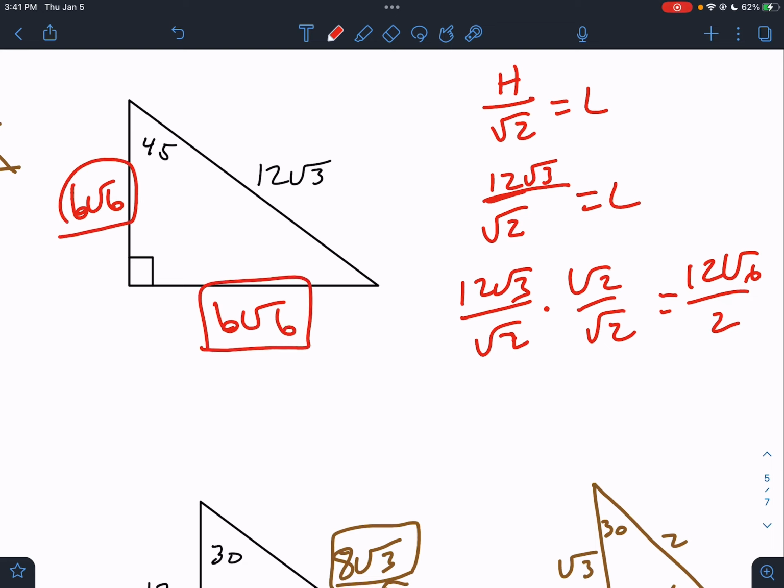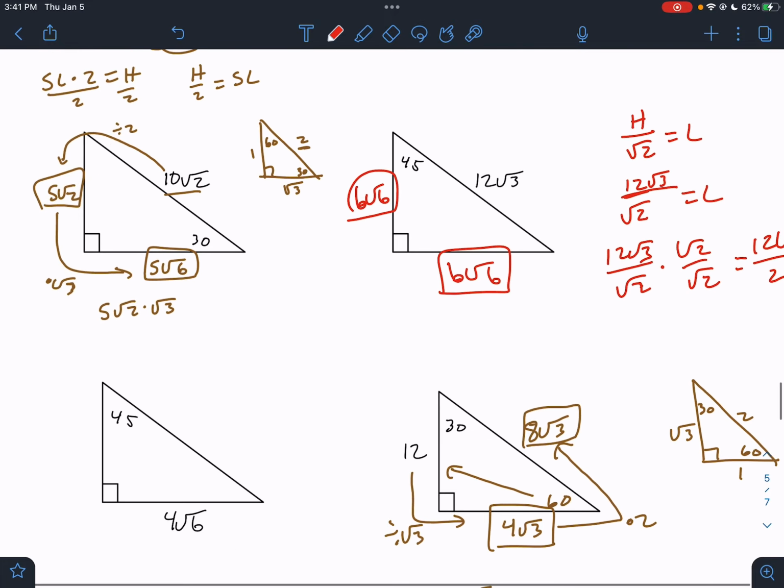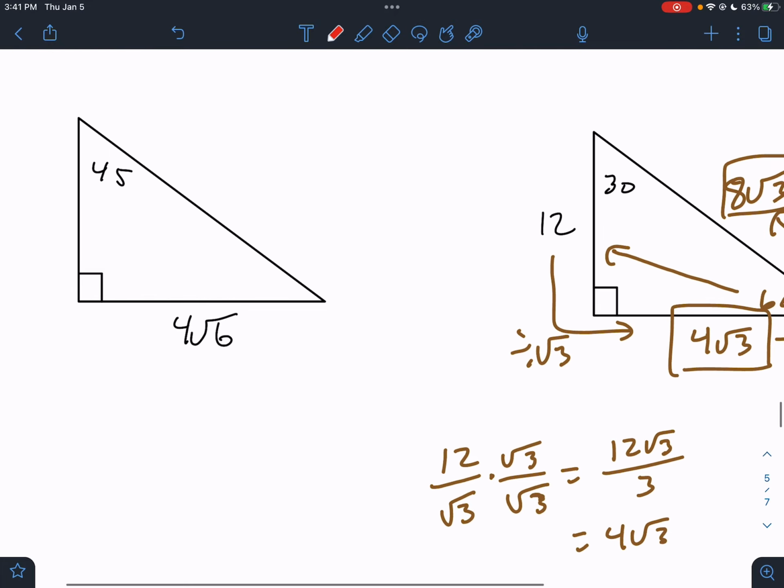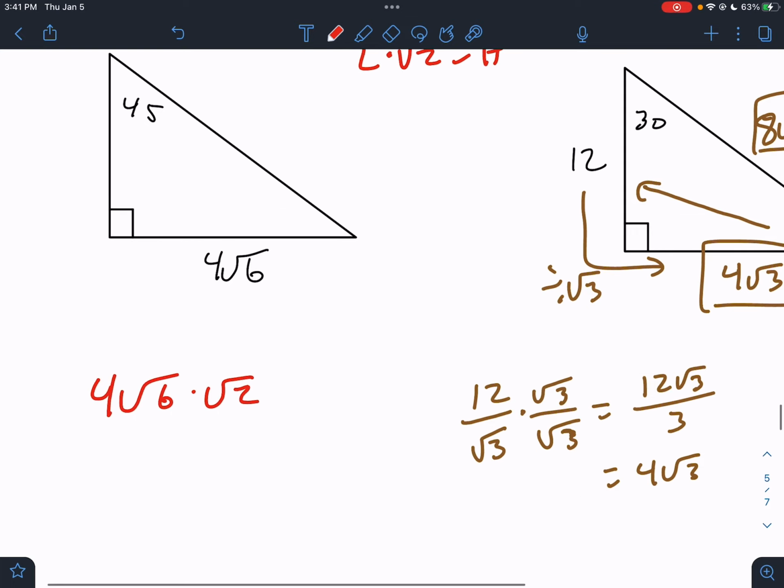12 divided by 2 is 6. Over here, we got another 45-45-90. We know that if we have the leg, we multiply it by the square root of 2 to get the hypotenuse. So this would be 4 root 6 times root 2. That is going to be 4 square root 12.